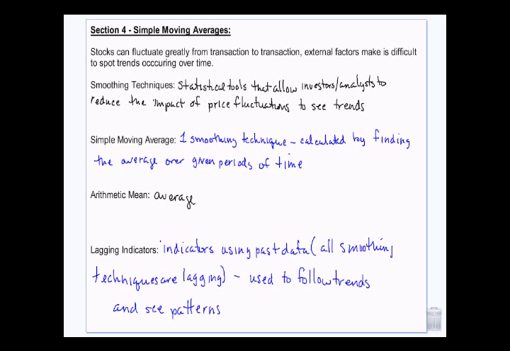And all smoothing techniques are lagging indicators, and all stock market decisions are made on lagging indicators, because even if you're watching the stock price change during the course of a day, the decision you're making is based on the transaction that already happened, the price that already changed. Does that make sense? You can't predict with 100% accuracy what the new price is going to be. You can only base it off what the last price was for the last trade.